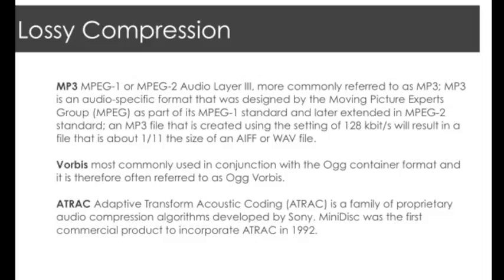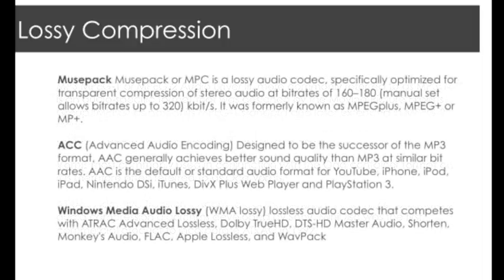Vorbis, which often uses the OGG container format, is becoming more popular. ATRAC, the Adaptive Transform Acoustic Coding, is another one that you found originally on the MiniDisc by Sony. That one is not as much in use today. MusePack, or MPC, is another lossy codec format.